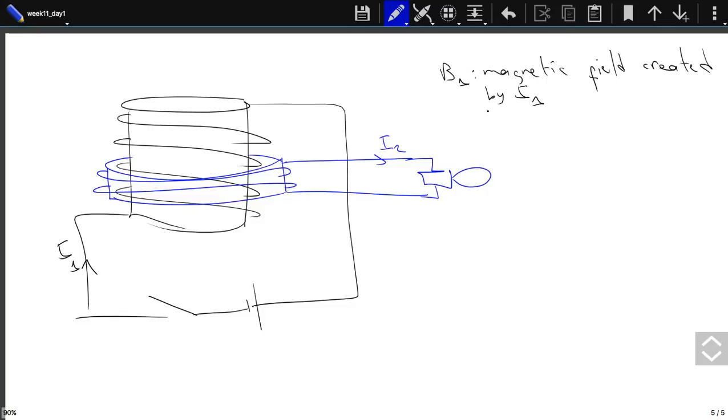Which is, no, the magnetic field. V1 is just mu 0 I1 times N1. Well, this creates a flux in the second solenoid. This is the flux created by V1 in the second solenoid.